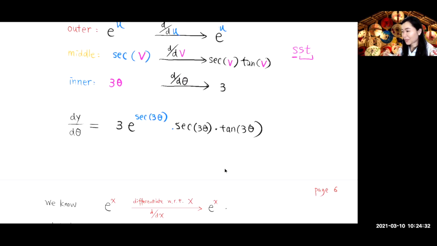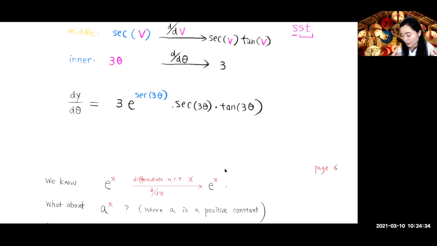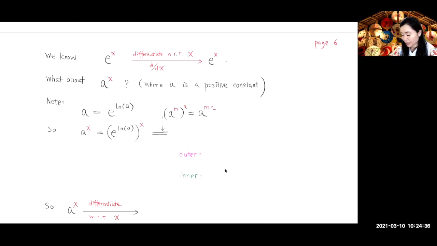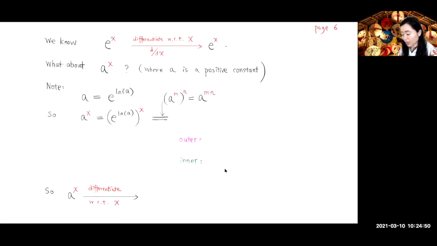Okay, we'll get to the last page now. We know that the derivative of e to the x is e to the x itself, right? What about a to the x, where a is a positive constant, say 2? Okay, 2 to the x. What will be the derivative? Now we're going to try to find out today.